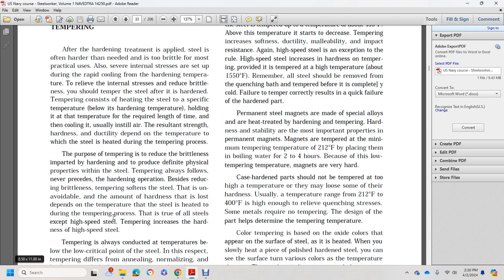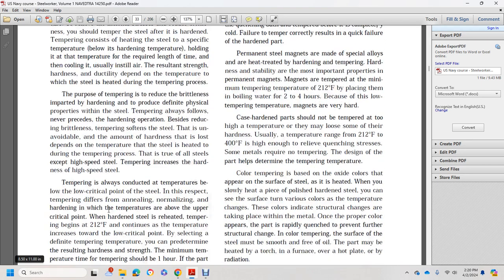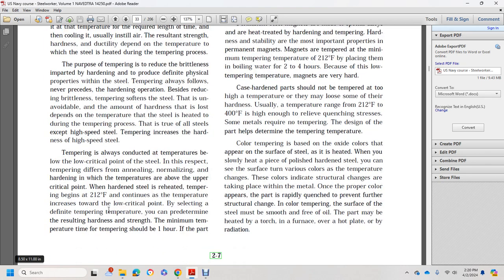The amount of hardness lost depends on the temperature to which the steel is heated during the tempering process. That is true of all steels except high-speed steel, where tempering increases the hardness. Tempering is always conducted at a temperature below the low critical point of the steel. In this respect, tempering differs from annealing, normalizing, and hardening, in which the temperatures are above the upper critical point. Hardened steel is reheated, starting at 212 degrees Fahrenheit and increasing toward the low critical point. By selecting different tempering temperatures, you can determine the resulting hardness and strength.